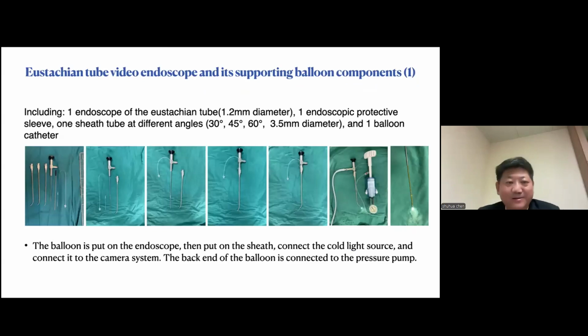The components including one endoscope of the extension tube, which is 1.02 millimeters diameter, one endoscope protective sleeve, one sheath tube at different angles, 50 degree, 45 degree, and 65 degree, 3.5 millimeters diameters, and one balloon catheters. The balloon is put on the endoscope, then put on the sheath. Connect the core light source and connect it into camera system. The back end of the balloon is connected to the pressure pump.